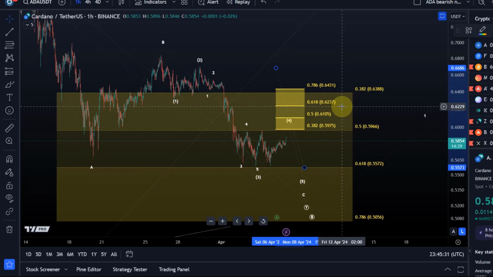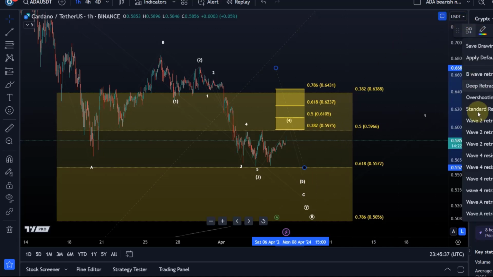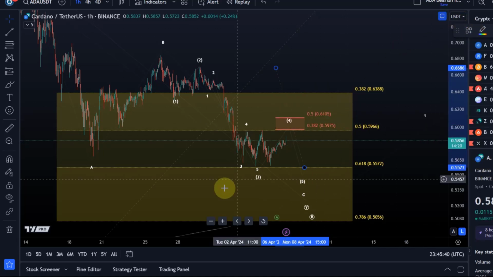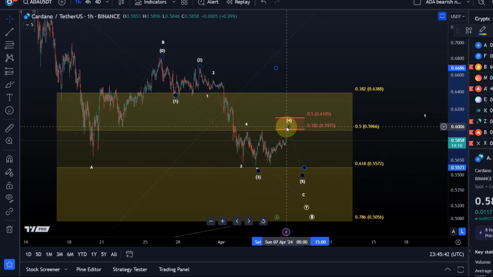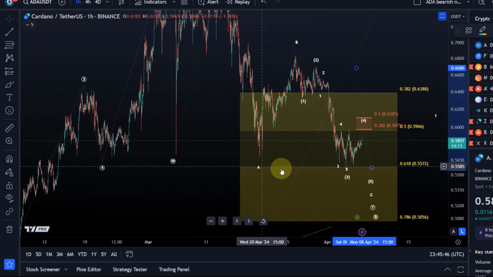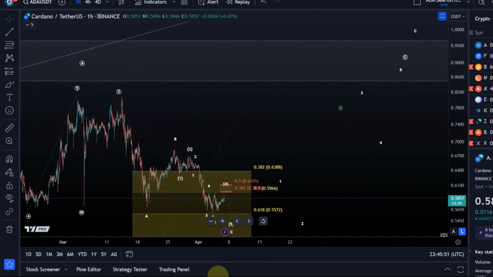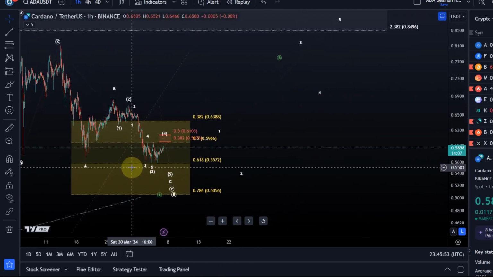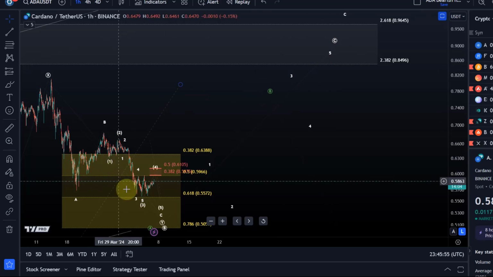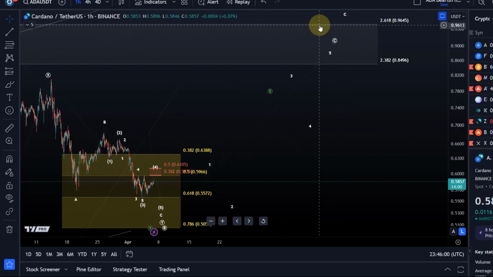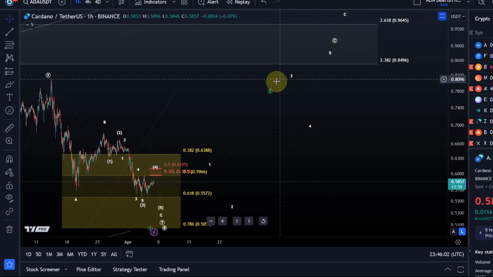But a wave 4 needs space all the way up to the 50% retracement level, and that's at 61 cents. So a sustained break above that level would be an even better signal. At the moment, this could just be a more extended fourth wave correction. It's still clearly corrective price action, and we're still looking for any sign that the C wave of the fifth wave has started.